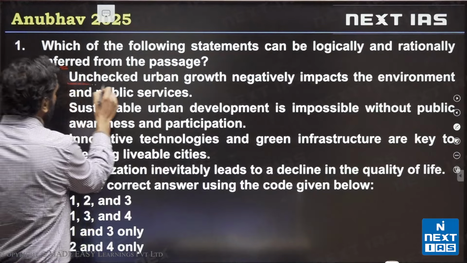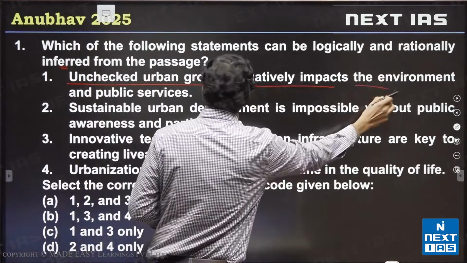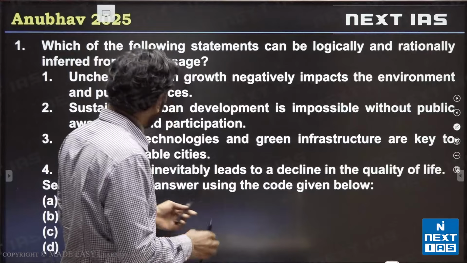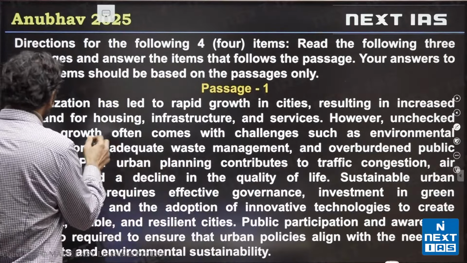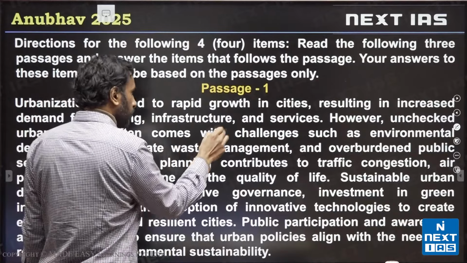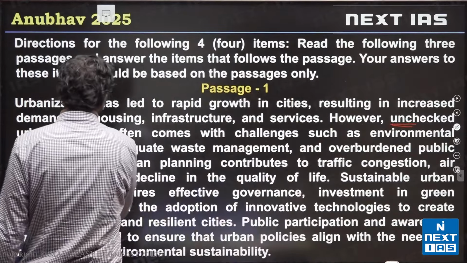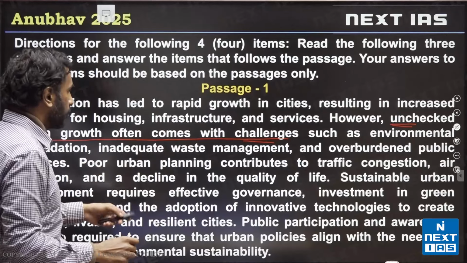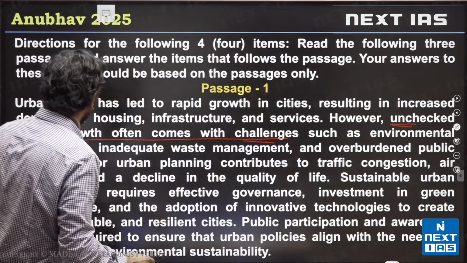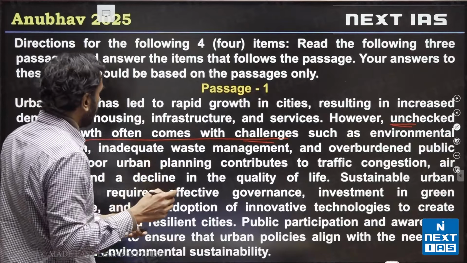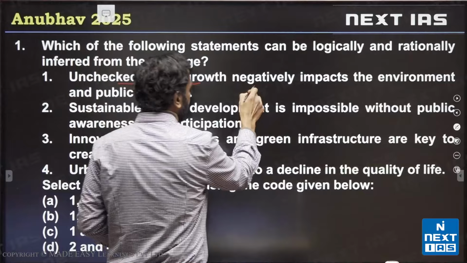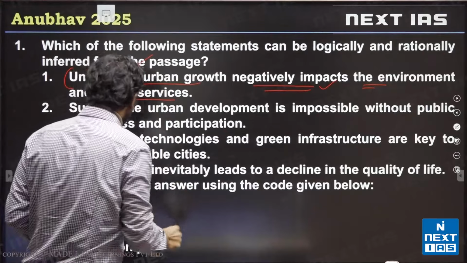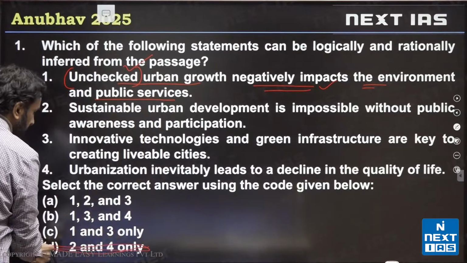I'm looking for each word. Unchecked urban growth negatively impacts the environment and public services. And you'll notice that here we are told, however, unchecked urban growth often comes with challenges such as environmental degradation, inadequate waste management, overburdened public services, poor urban planning contributes to traffic congestion, etc. So if we look in the passage, we find evidence for every word here: unchecked urban growth negatively impacts the environment and public services. This is a valid inference. This tells us that D is not our answer.